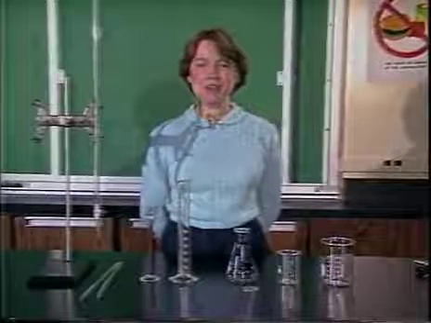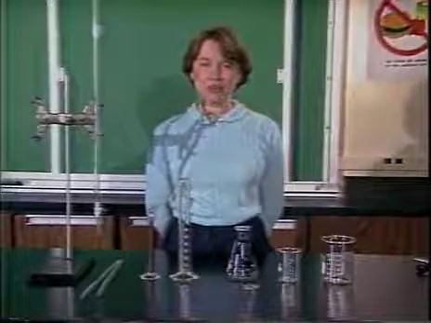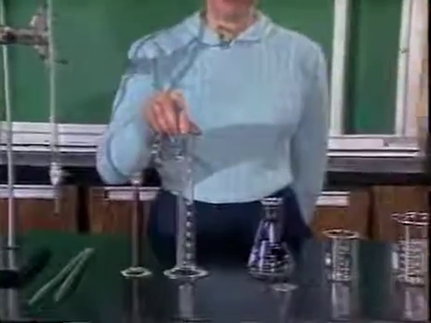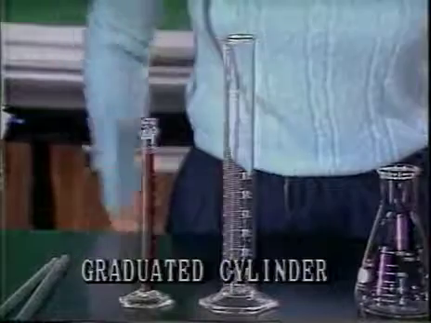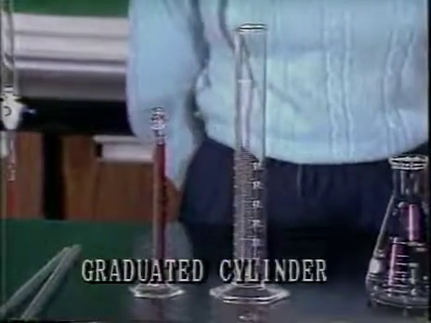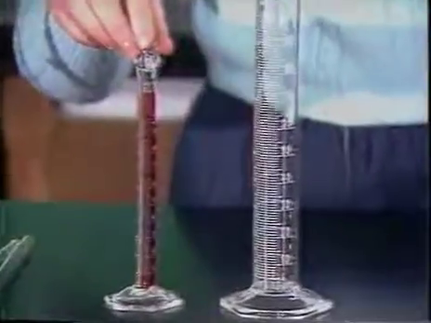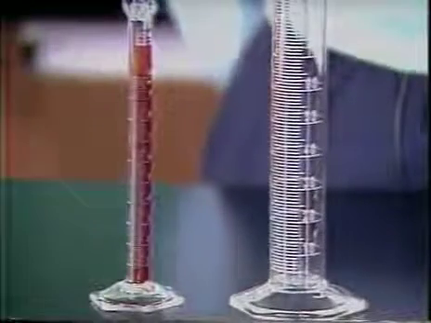If I want to accurately measure the volume of a liquid, I have several choices. One choice is a graduated cylinder. A large graduated cylinder, such as this one, would be used for measuring relatively large volumes, somewhere around 100 mL or less. We also have smaller graduated cylinders, and these can be used for measuring smaller volumes, in this case 10 mL or less. Another choice for measuring volume is a pipette.